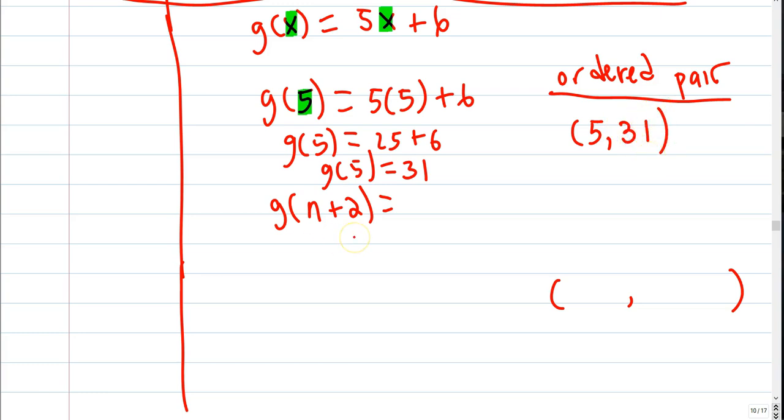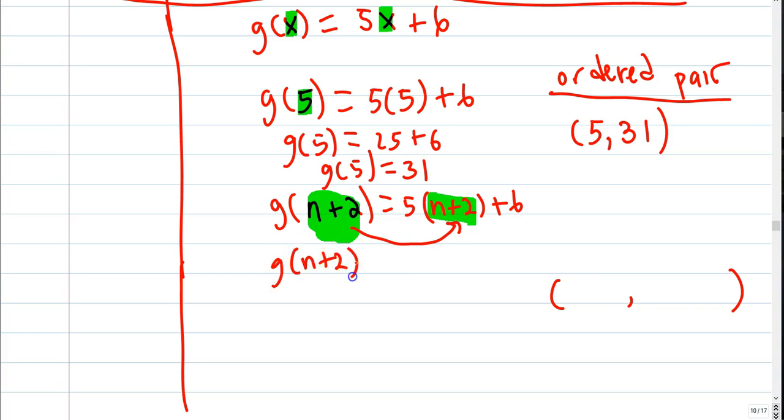What is g of n plus 2? Well, that's a little crazy, but we do plug functions into functions. So this time that n plus 2 will go in place of the x. So it becomes 5 times n plus 2, plus 6. See, that went in place of the x. We can clean this up so that g of n plus 2 is equal to 5n plus 10 plus 6, or 5n plus 16.